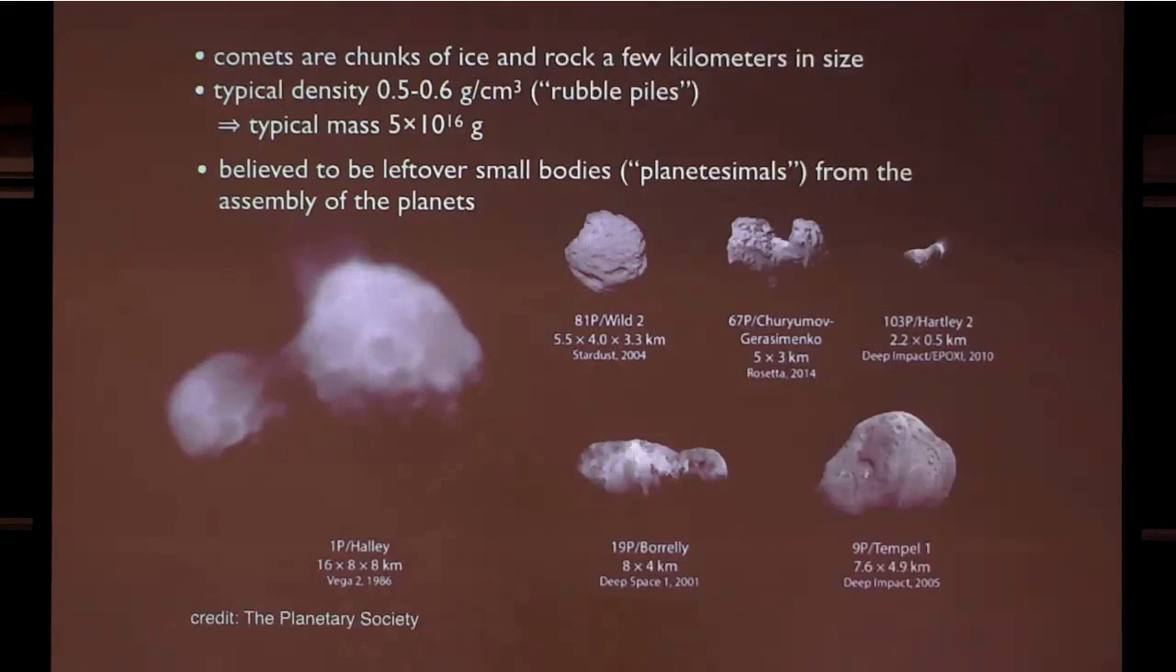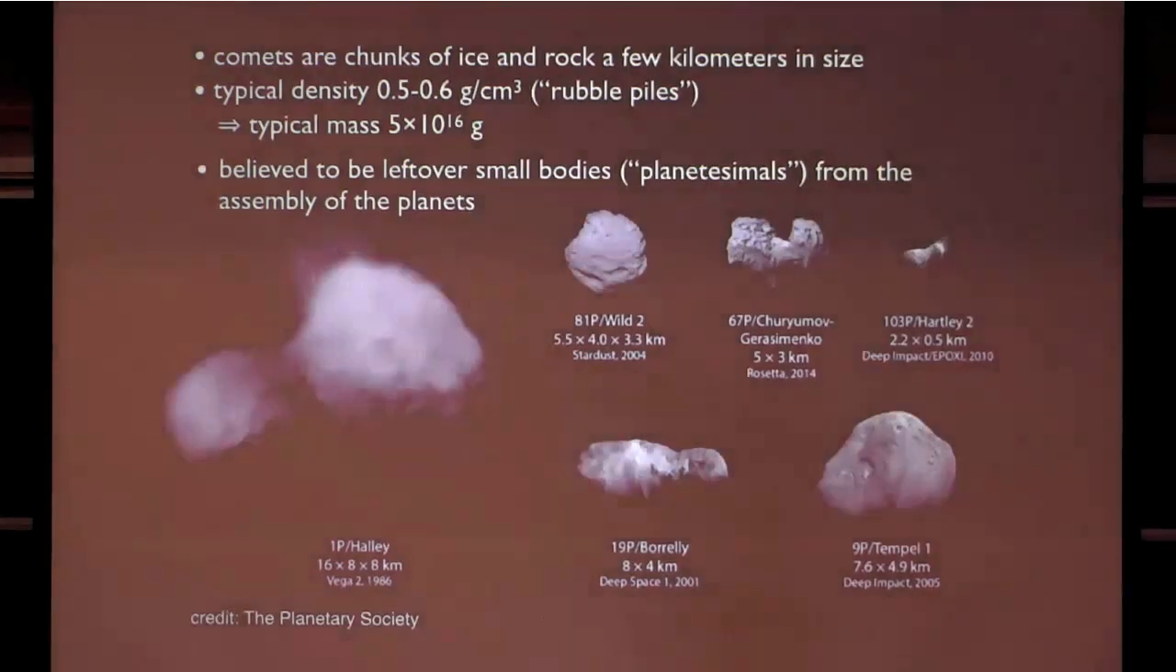So for the purposes of this talk, comets are chunks of ice and rock a few kilometers across. We have half a dozen cases where they've been visited by spacecraft, so we have direct images. The typical densities are less than unity, which suggests that they're made of ice and have large voids in them, giving rise to the idea that they're rubble piles. Typical mass is a few times 10 to the 16th grams.